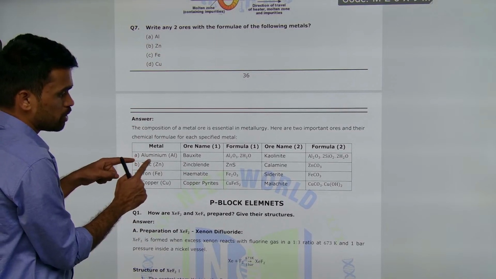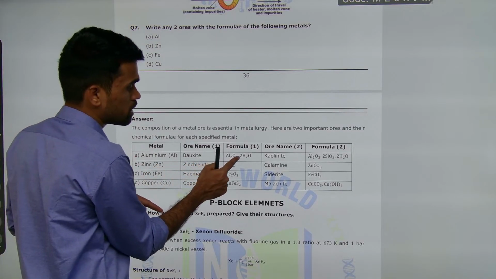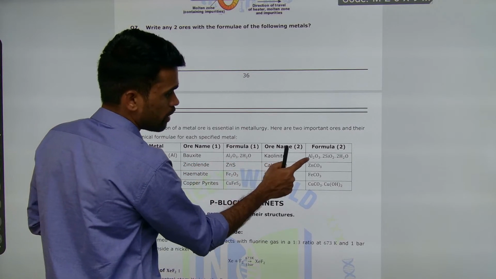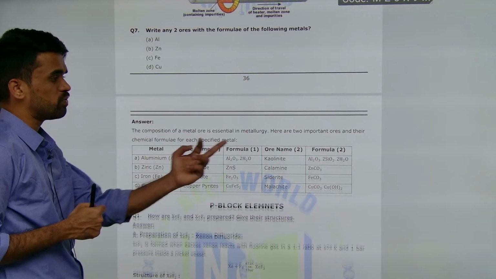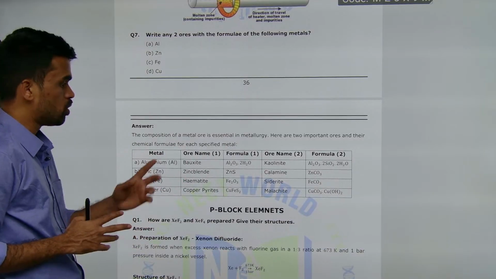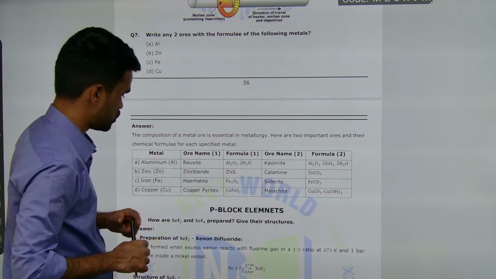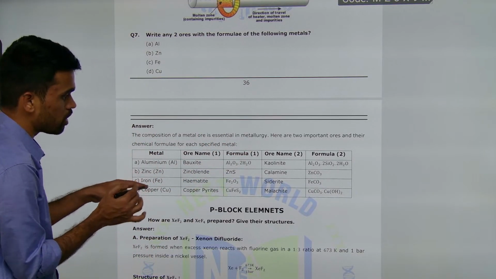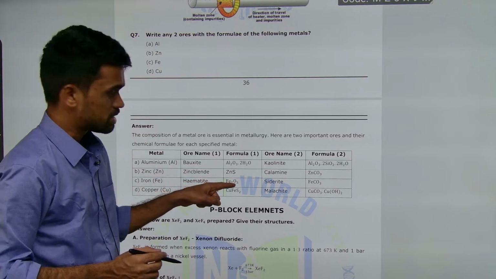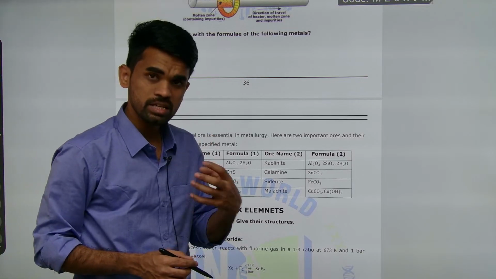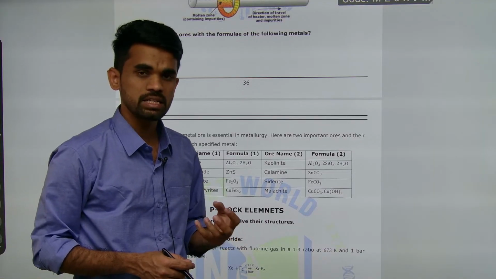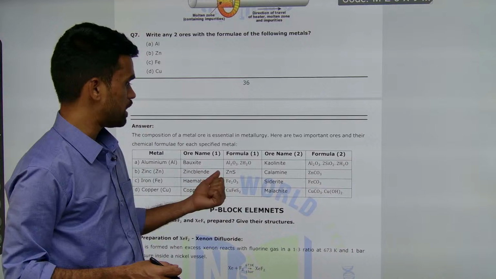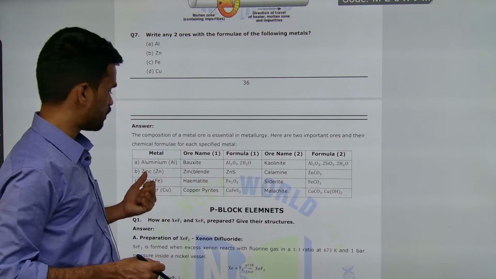For aluminium we have bauxite, Al2O3.2H2O, and the other is Al2O3.2SiO2.2H2O. These are the 2 formulas and names to be remembered, ore names and ore formulas, to be mentioned during the exam. For zinc we have zinc blende, ZnS. ZnS is one of the major ores for extraction of zinc metal.